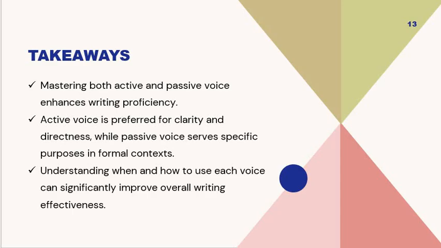Let's see finally the takeaways. What do you learn from this paragraph writing? Mastering both active and passive voice enhances writing proficiency. Active voice is preferred for clarity and directness, while passive voice serves a specific purpose in formal contexts. Understanding when and how to use each voice can significantly improve overall writing effectiveness. You can practice by writing your own experience, your childhood experience. Write in active sentences and then change them into passive.